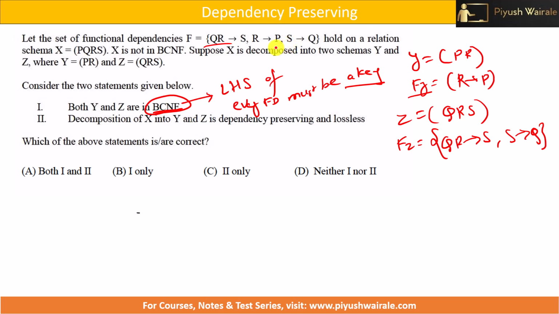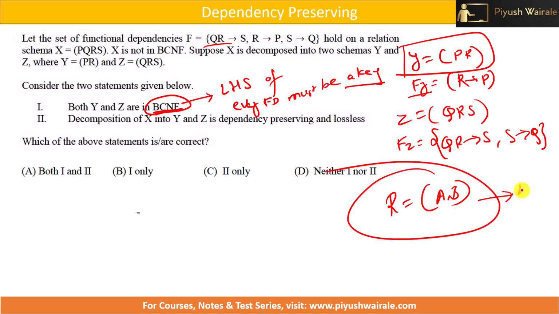Now what we have discussed in the course is that any decomposed relation having just two attributes is in 4NF. It is in BCNF, 3NF, 2NF and 1NF as well. So this relation will follow all the normal forms. No need to check anything here. So we can say that Y is in BCNF because we just have two attributes.